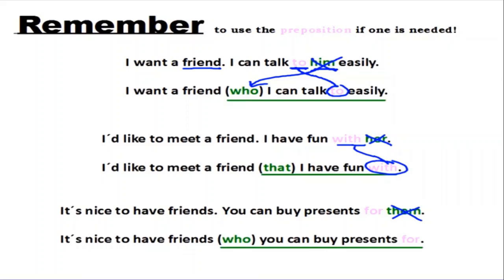Remember that you can use who or that interchangeably. The only difference is that who is more formal and that is less formal. But Miss, you can use the one you like. You can even omit it. Remember, you can say, I want a friend I can talk to easily. I like to meet a friend I can have fun with. Or it's nice to have friends you can buy presents for, right? So you can use who, you can use that, and if you don't want to use any, you just don't use any.